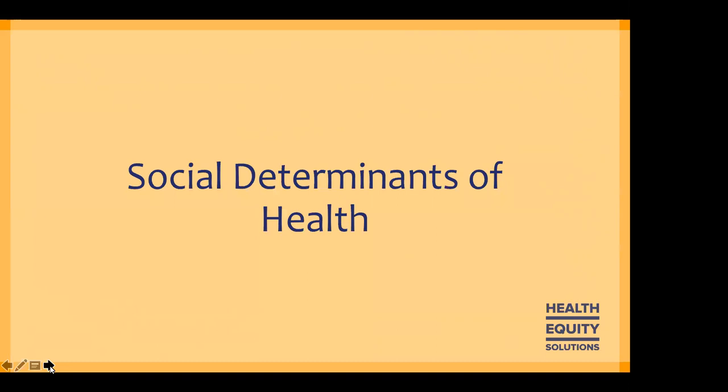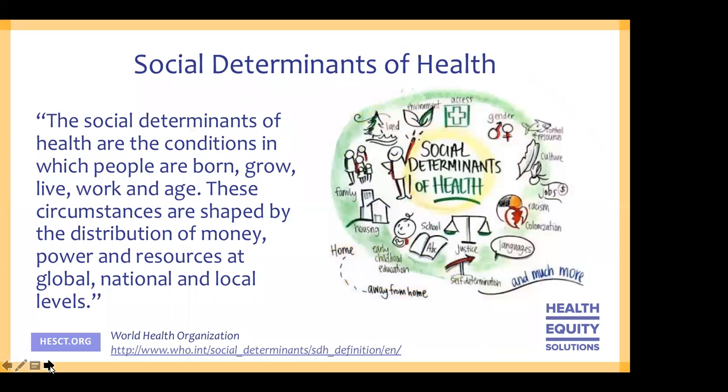But let's define and get on the same page about the social determinants of health. The social determinants of health are all of the conditions that exist outside of the health care system or the health system that actually influence an individual's health. It's all about the conditions in which people are born, they grow, live, work, and age. In other words, where you play, where you live, and probably where you will pass on. These circumstances are shaped by the distribution of money, power, and resources at a global, national, and local level.